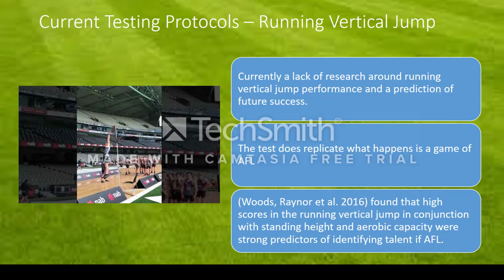The one study that did have some reference to the running vertical jump was done by Woods and Rayner, and they found that high scores in a combination of a standing vertical jump, standing height, and aerobic capacity test was a strong indicator of identifying talent. These characteristics are often associated with basketballers and could explain why a number of good basketballers have made the transition to AFL in recent times, including Mason Cox from Collingwood and Hugh Greenwood from the Adelaide Crows.